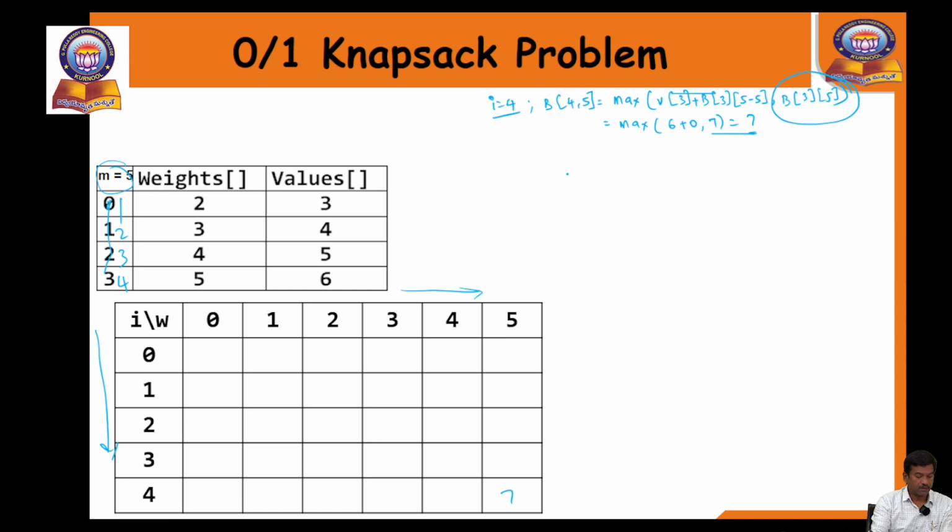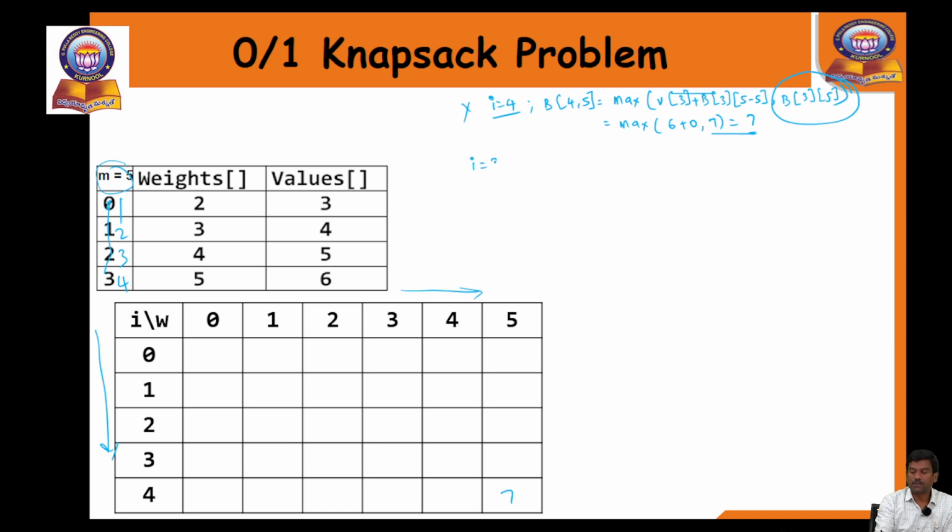The next step to be followed is to look into the W value. Here the maximum capacity of this knapsack is equal to 5, and the value stored in B of 3 comma 5 is what matters, and that is the purpose where you should not take that item into the solution set.